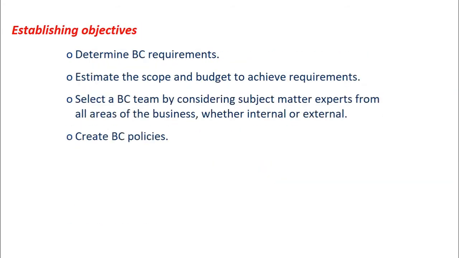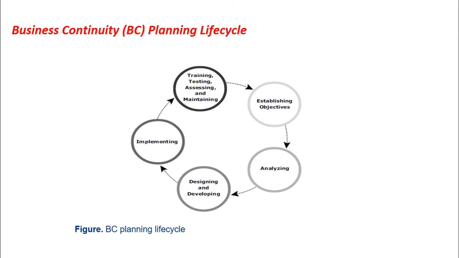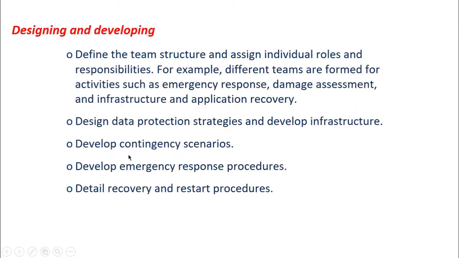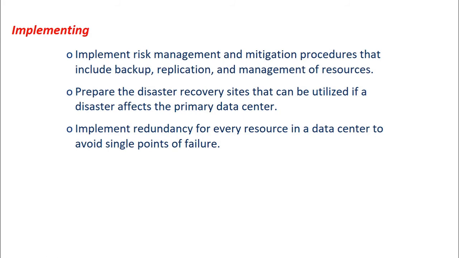The next phase in the business continuity planning life cycle is implementing. Let us see what this implementing is. So, implement risk management and mitigation procedures that include backup, replication and management of resources. Implementing involves risk management and mitigation procedures that include backup, replication and management of resources.